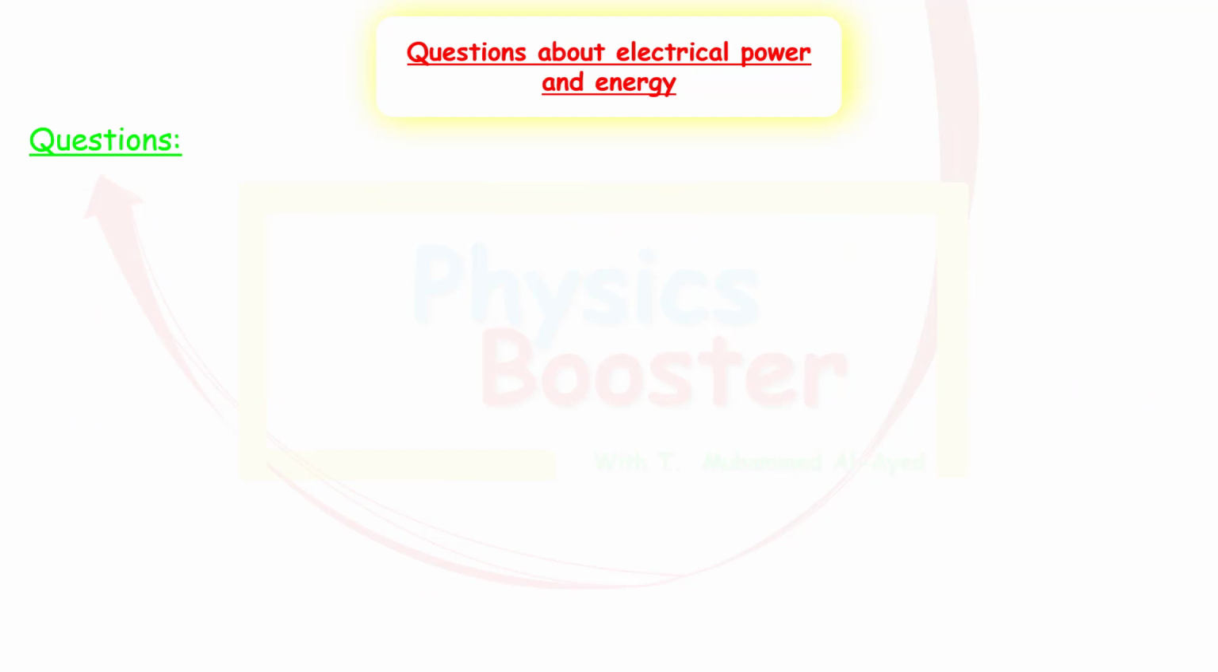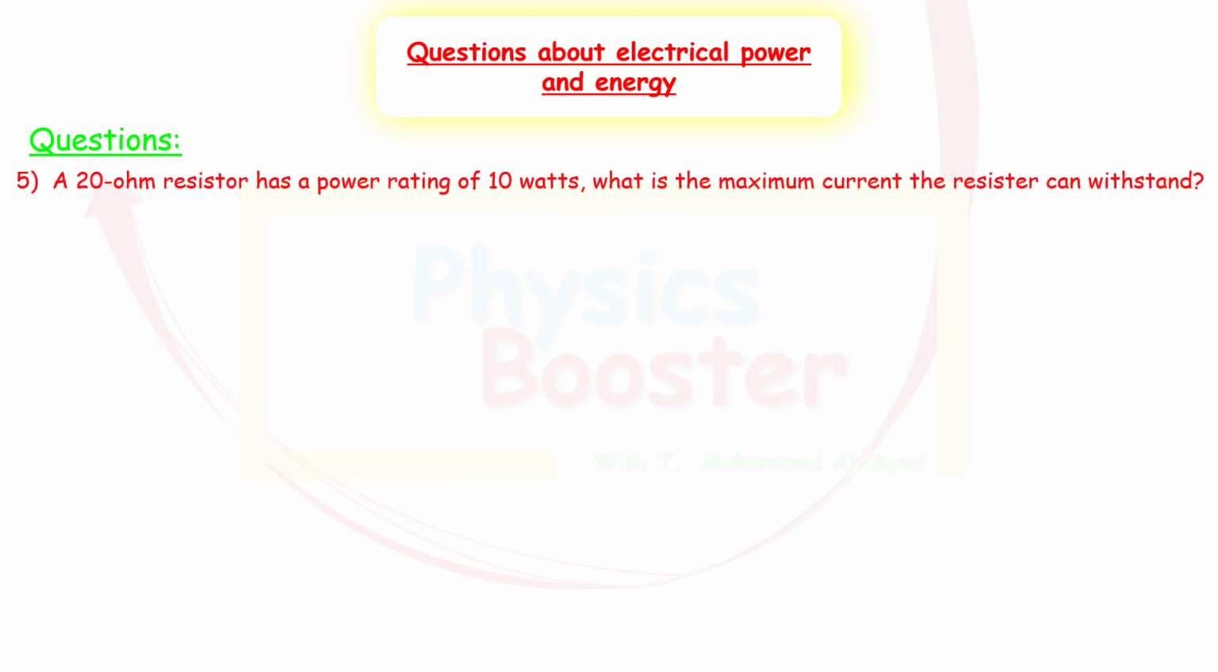Final question. A 20 ohm resistor has a power rating of 10 watts. What is the maximum current the resistor can withstand? So this time, what information do we have? We have that R is equal to 20 ohms, and we have the power is equal to 10 watts.